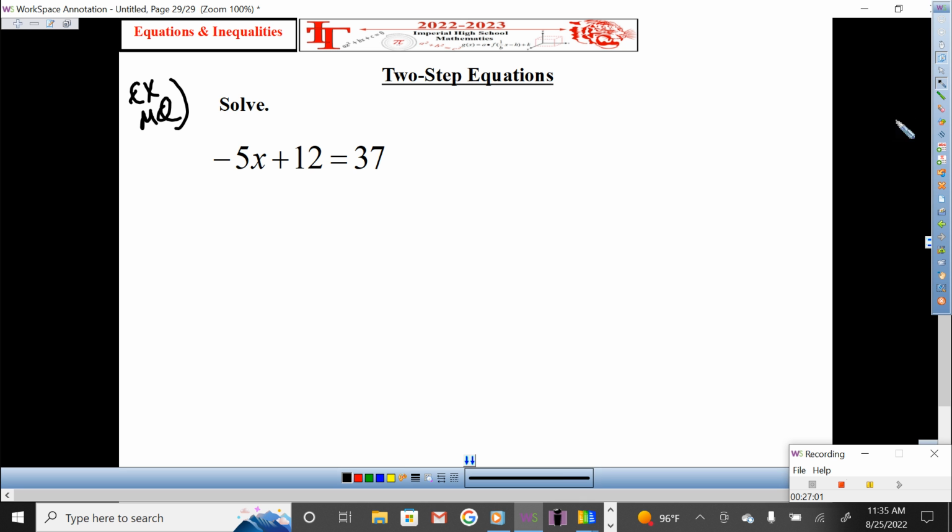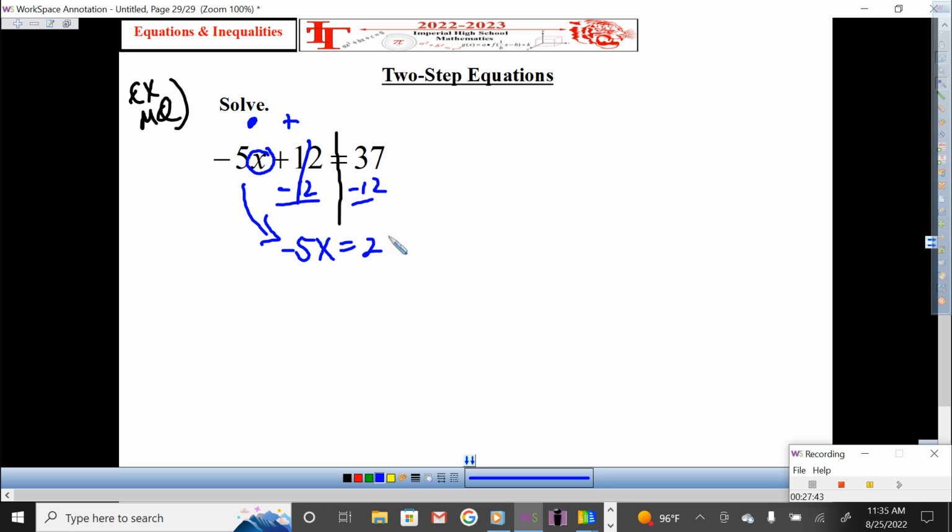Let's do this one together. Line down the equal sign. Can we simplify the left side anymore? No. How about the right side? No. We go to step 2. We need to isolate the variable, leave the x by itself. What operation is happening next to it? Multiplication. What operation is happening on the other side? Addition. According to the order of operations, we're going backwards, so we start with addition. What is the inverse? Minus 12, minus 12. We got negative 5x equals 25.